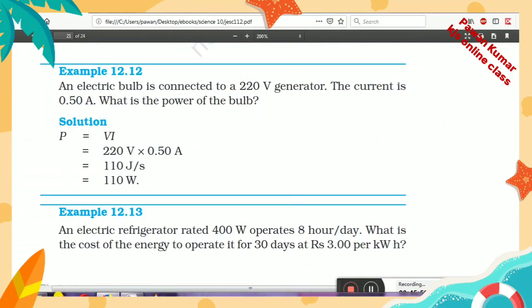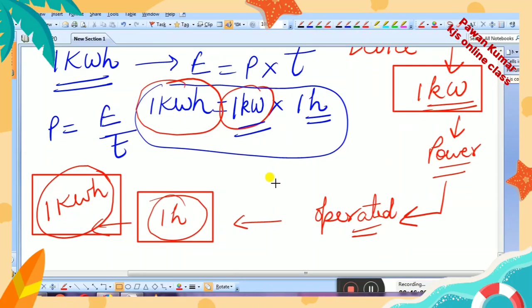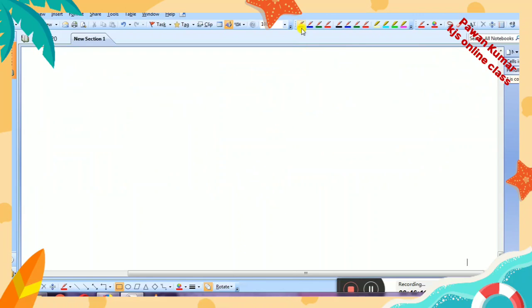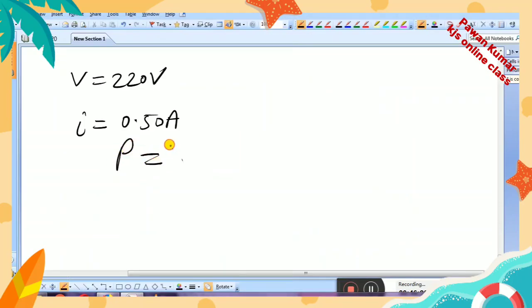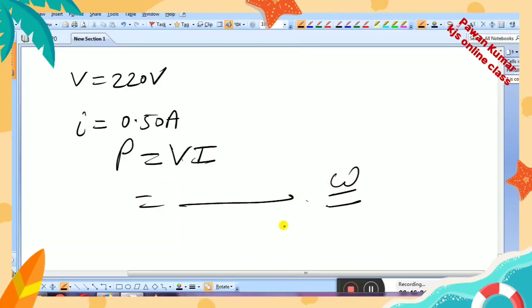What was our question? An electric bulb is connected to a 220 volt generator. That means voltage is 220 and current is 0.50 ampere. What are they asking, children? What is power? Very simple. Power they are asking. We know power is equal to VI. Do this simple multiplication and you will get the answer in watt.